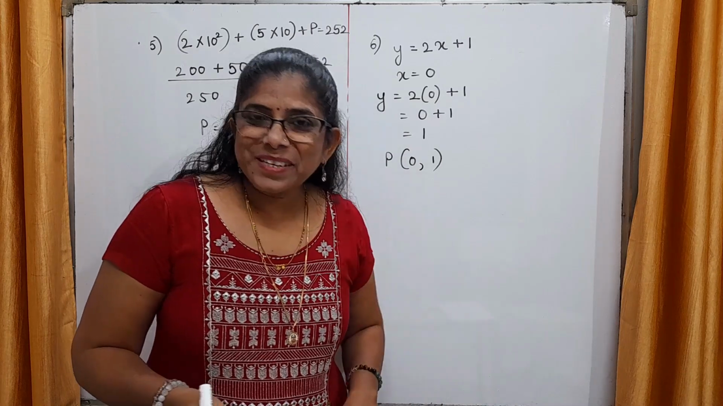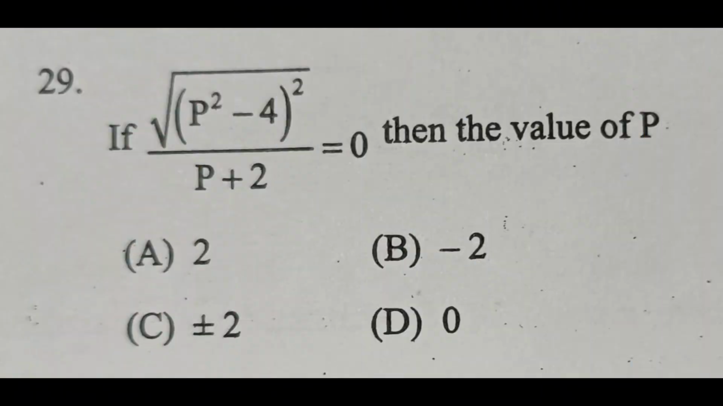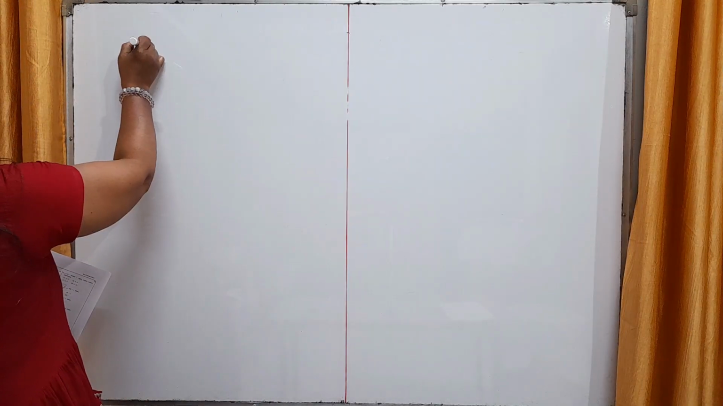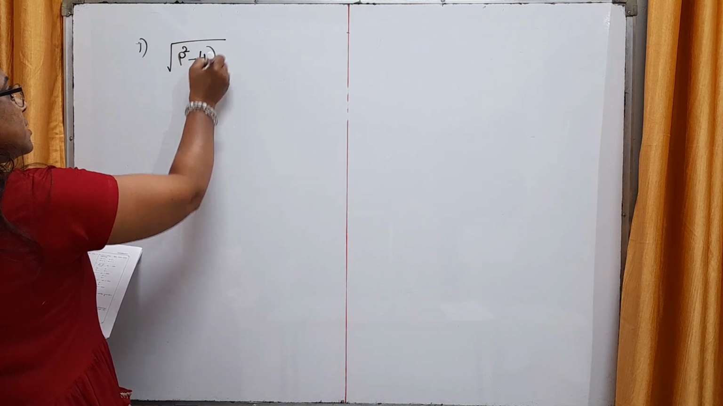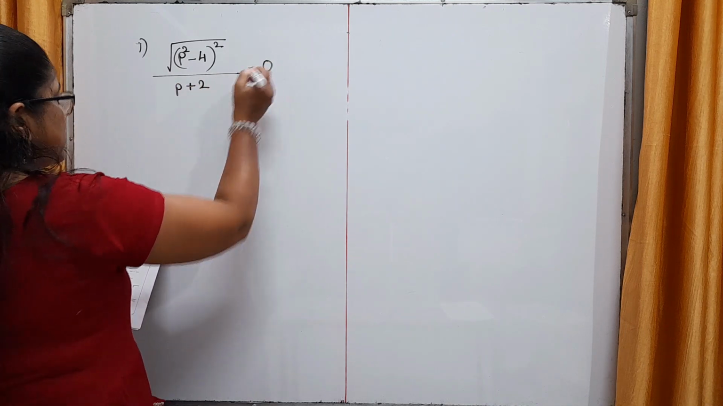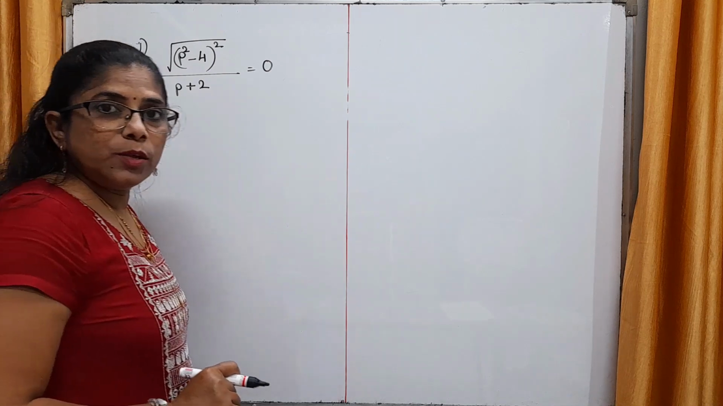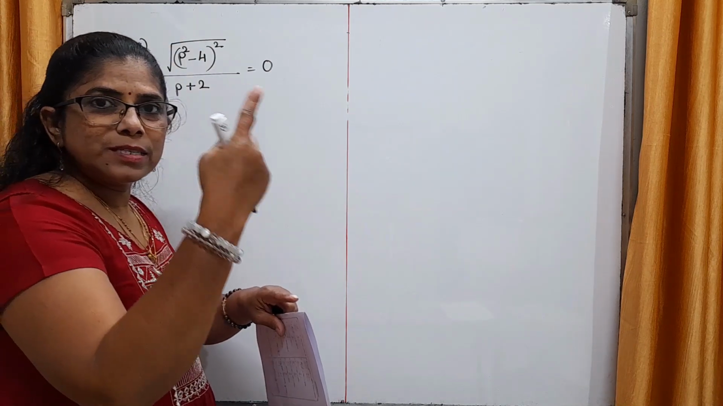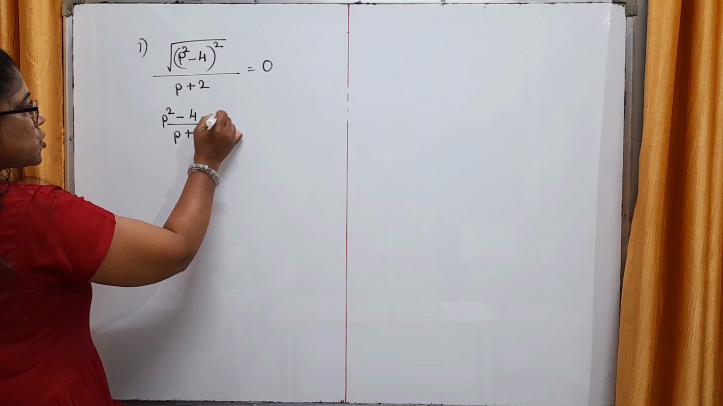Now, next sum, that is sum number 7. Even this 7th sum is interesting. If the square root of (p square minus 4) the whole square upon p plus 2 is equal to 0, then the value of p is? Now, how to solve this? See, the square root is only to the numerator. But what is under this root sign? It's a square. So it's nothing but p square minus 4 upon p plus 2 is equal to 0.